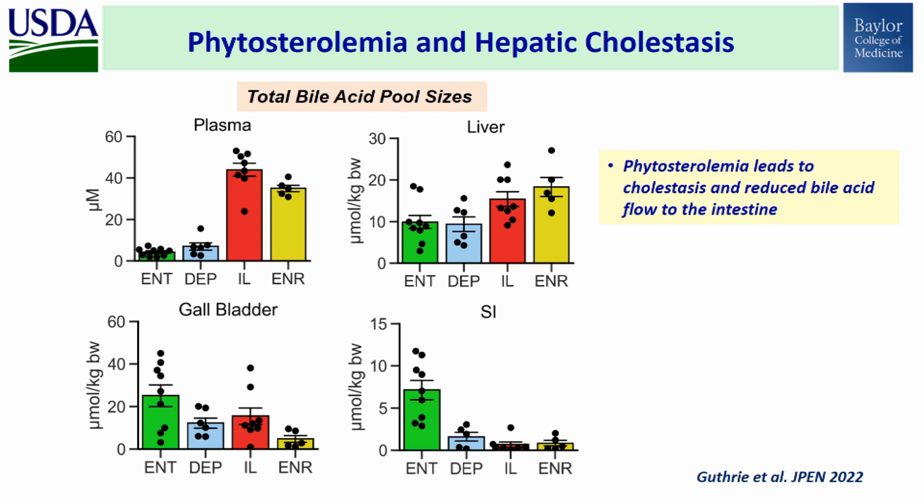This suggests that as phytosterols lead to cholestasis, there's an accumulation of bile acids in the liver, and there's a reduction in the concentration of bile that appears in the gallbladder, shown on the bottom left, and also in the gut contents. So we think this shows good evidence that phytosterolemia leads to cholestasis and reduced bile flow in the intestine, which is what you would predict.